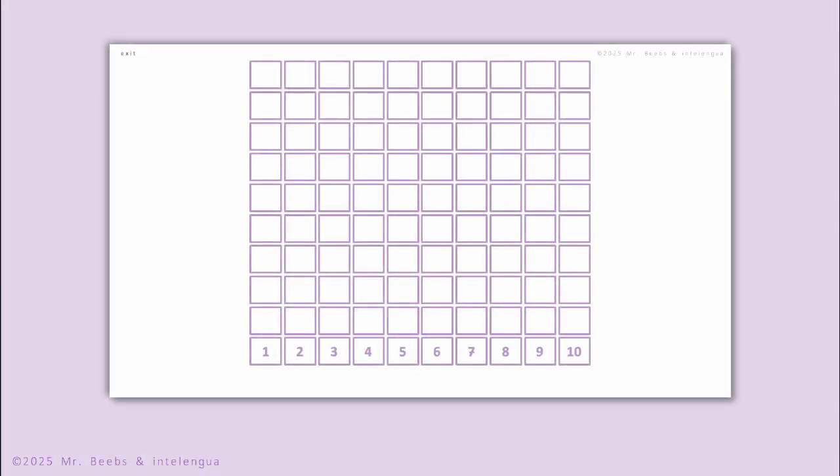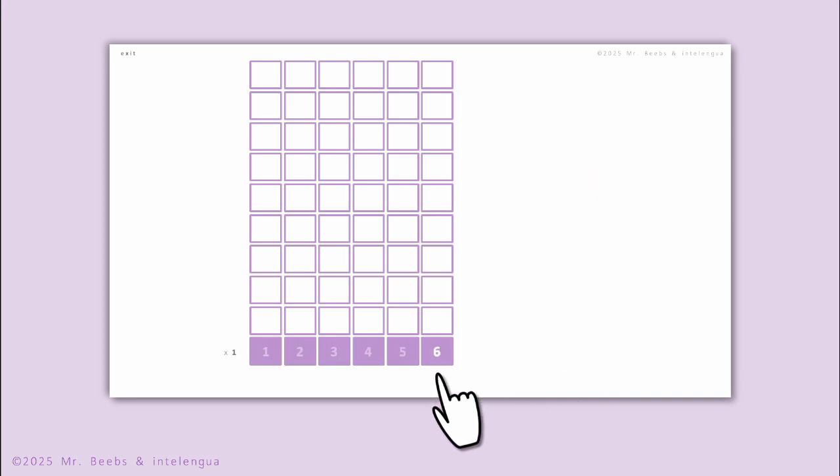Use this interactive table to practice skip counting. It's also a good introduction to multiplication. Pick a number to make your first row of blocks. How about 6? We have one row of 6.